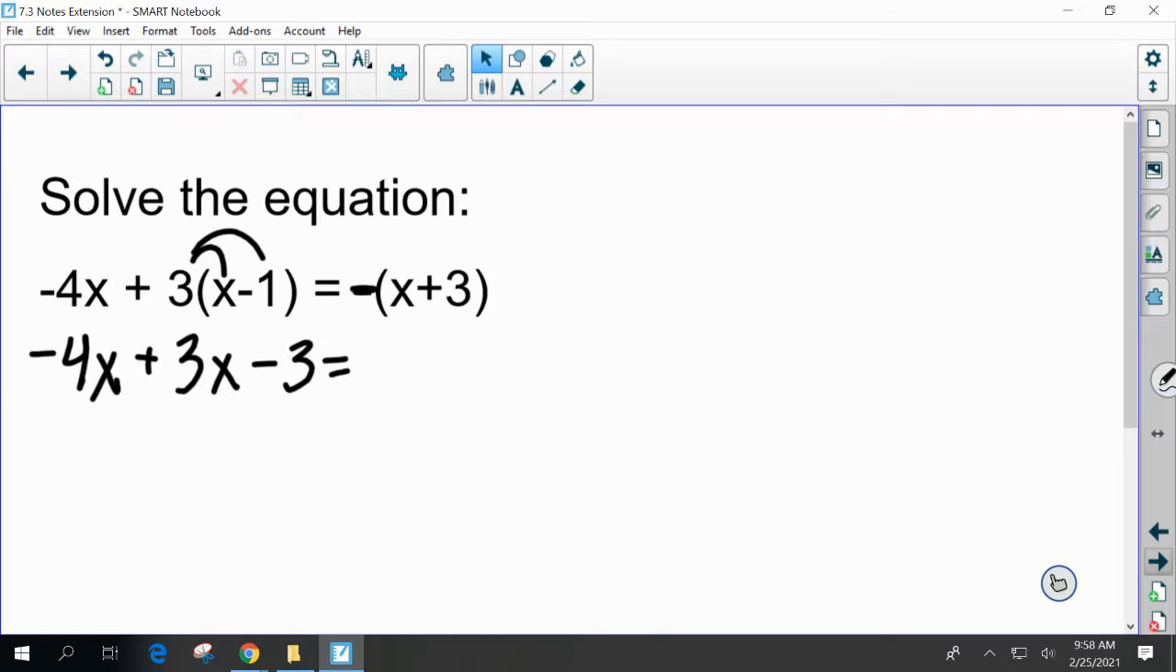This is kind of confusing to some people. This would be the same as a negative 1. So negative 1 times x is negative x. Negative 1 times 3 is negative 3. Okay, so now my next step would be to combine like terms.